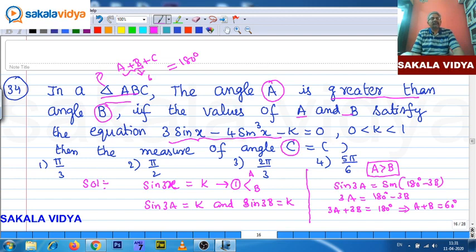60 degrees. Therefore the measure of c is equal to 180 minus 60, whose value is 120. 120 we can write in radians as 2 pi by 3. So that means third option, option 3.